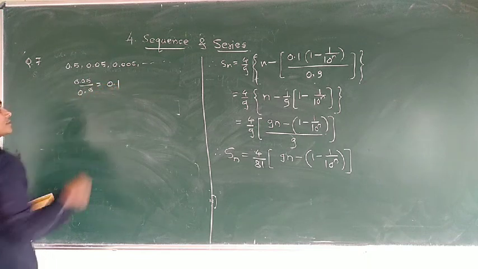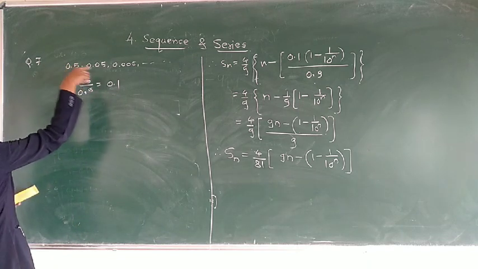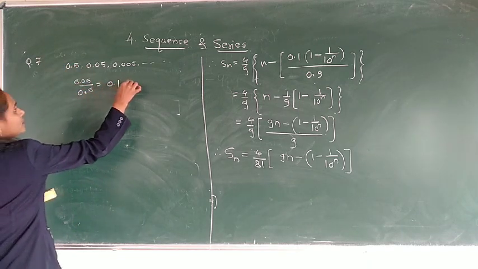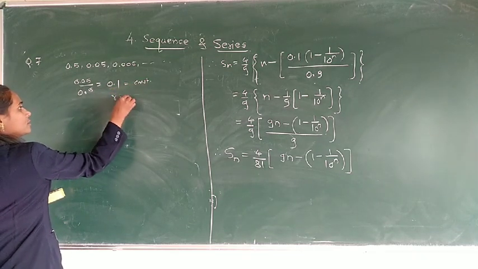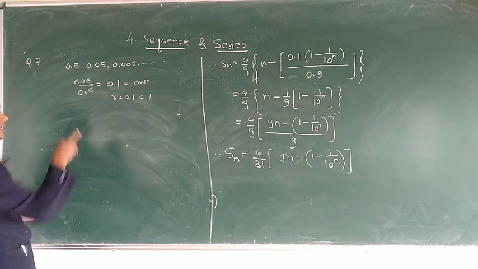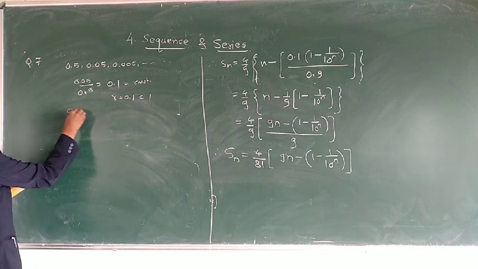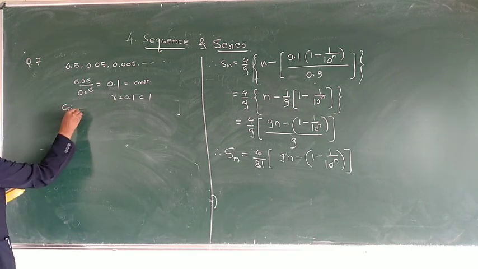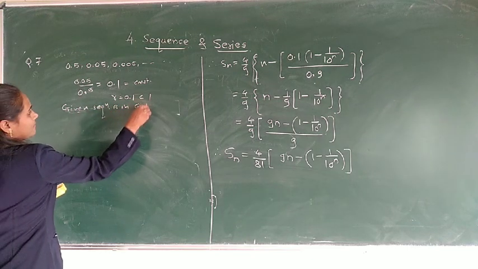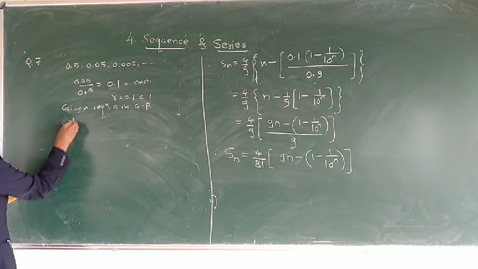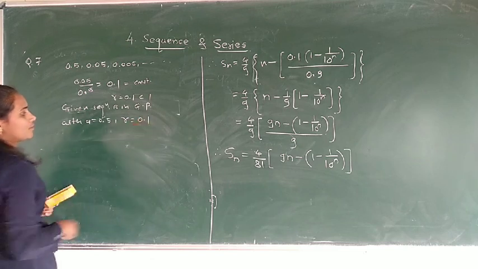The question is incorrect in our book, so please correct the question. The ratio is equal to a constant, 0.1, so r is 0.1, which is less than 1. So here we use the formula of Sn for r less than 1. The given sequence is in GP, with a equal to 0.5 and r equal to 0.1.